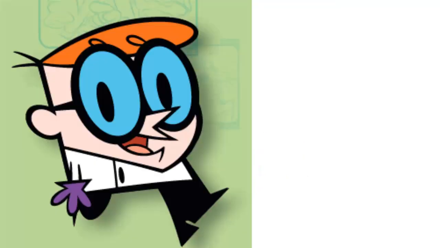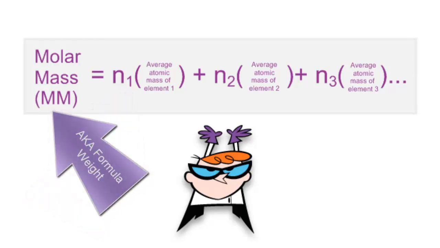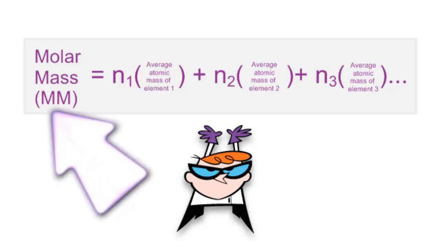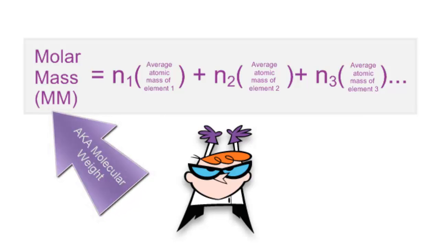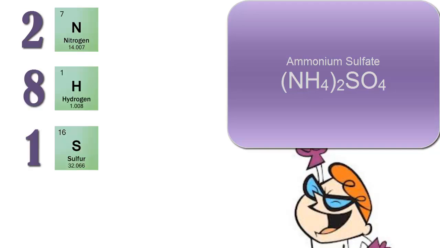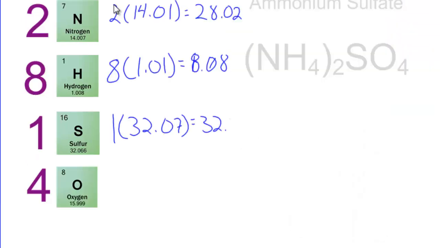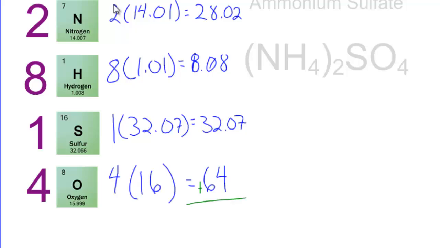The average atomic mass on the periodic table can also be applied to whole compounds. The sum of the average atomic masses of all the atoms in a compound is the compound's molar mass. Molar mass is also known as formula weight for ionic compounds, or molecular mass for covalent compounds. So, for ammonium sulfate, which consists of 2 nitrogens, 8 hydrogens, 1 sulfur, and 4 oxygens, the formula weight would be 132.16 grams for every 1 mole.